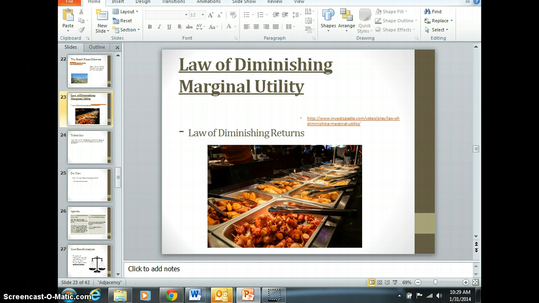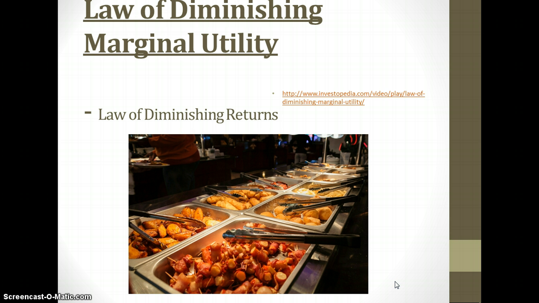Now let's take a peek at what we call the law of diminishing marginal utility. What is this? It's also called the law of diminishing returns. So the buffet would be the best example of this. Basically, the buffet is a really good example to look at because in the buffet we have a whole bunch of food. And when you get to a buffet, have you ever had this happen? I don't know about you, but I love the Chinese buffets.